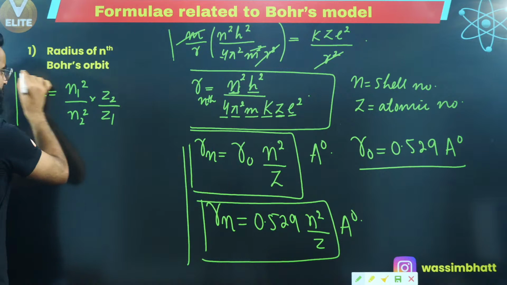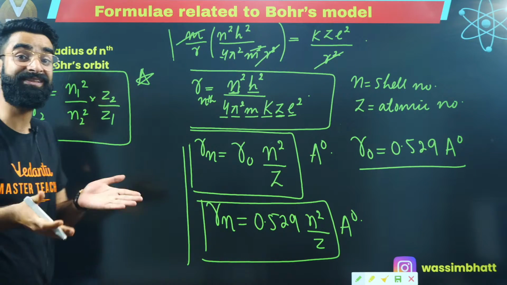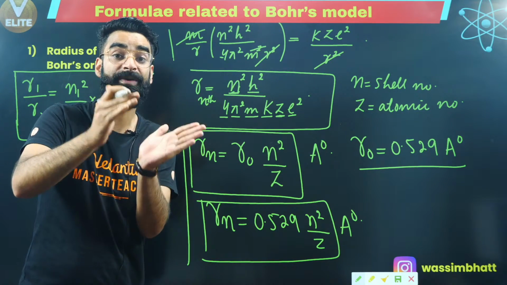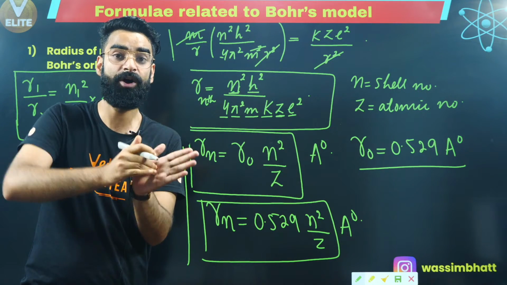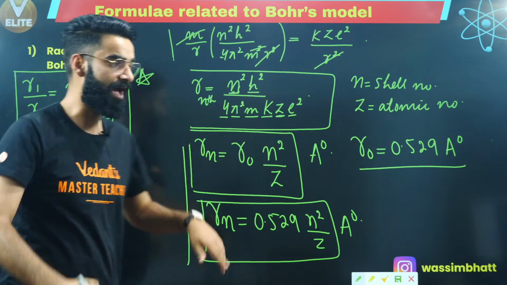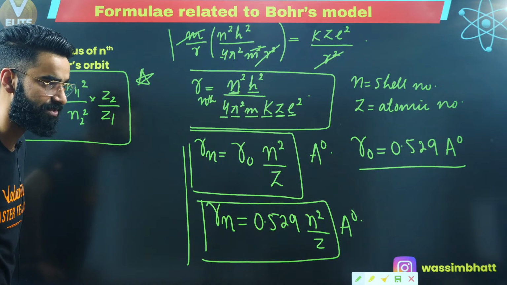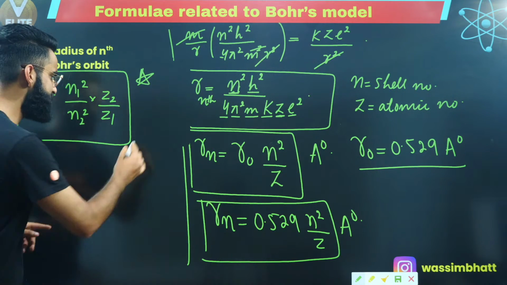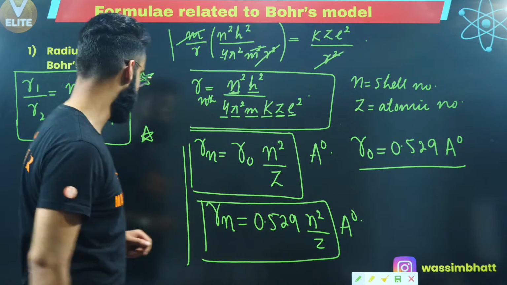This is one important result which I'll be using directly in the questions whenever I need to compare the radius of two Bohr's orbits of two different atoms. I'm going to use this formula, and those atoms should be single electron species. So remember this. I'll show you its application in some time. Now, it's not done yet.